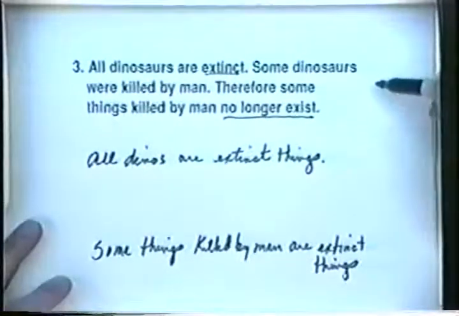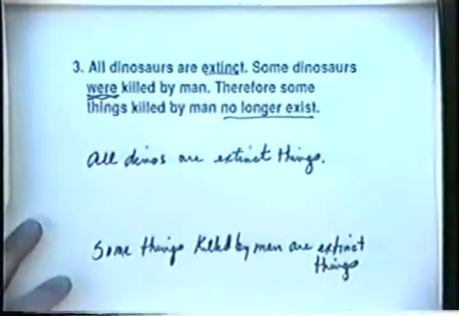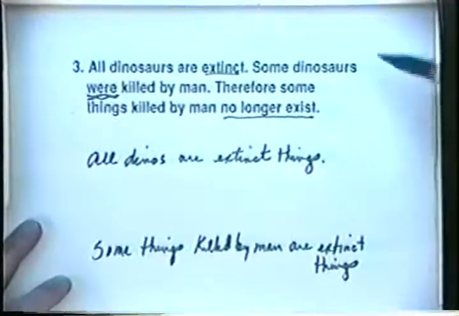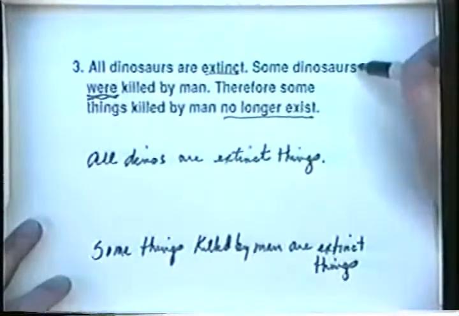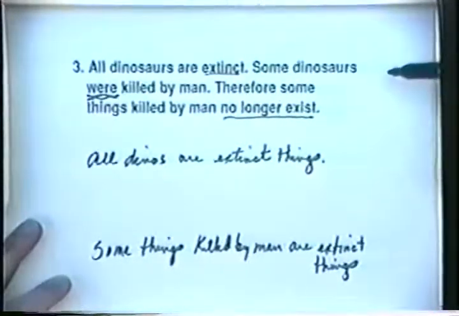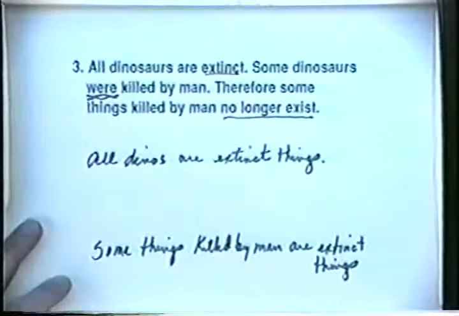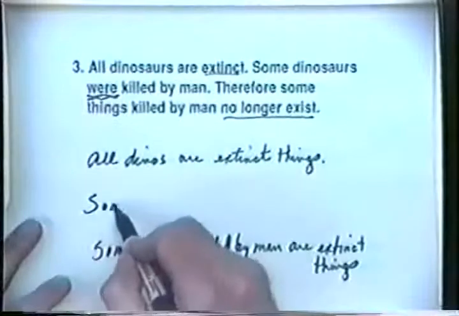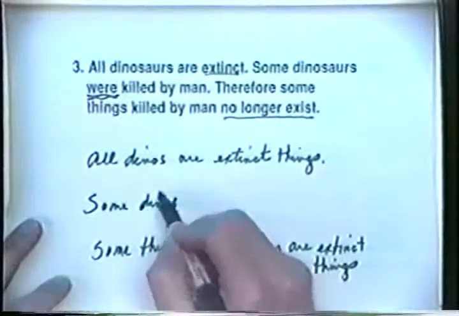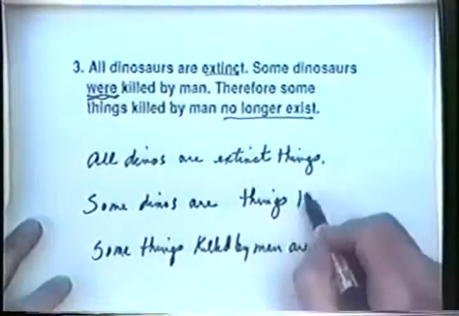Now the second premise, some dinosaurs were killed by man. Well, the were in here is not standard form. We need to have the copula. Remember, we need to have is or are. But that's again an easy change to make. If some dinosaurs were killed by man, then of course some dinosaurs are things killed by man. And now we've got a repetition of the minor term. So the second premise is some dinosaurs are things killed by man.